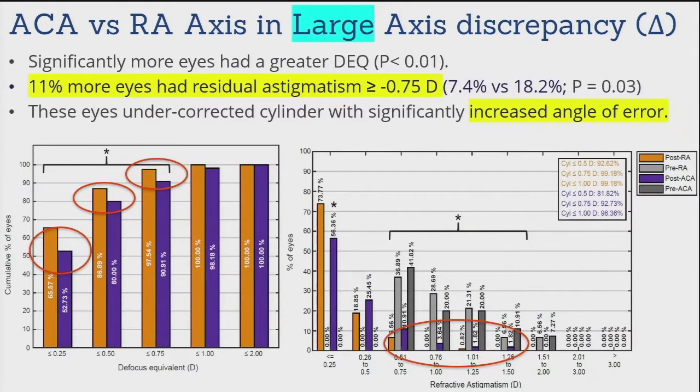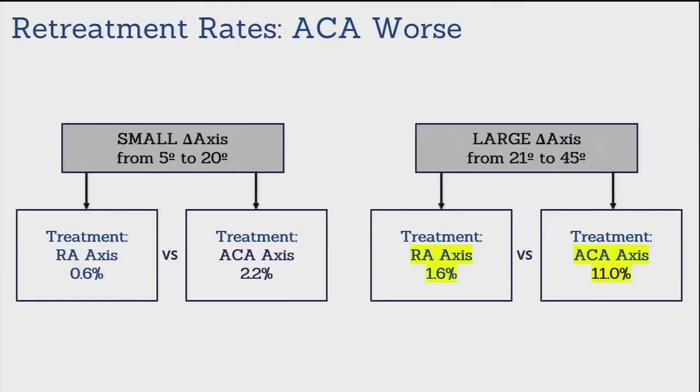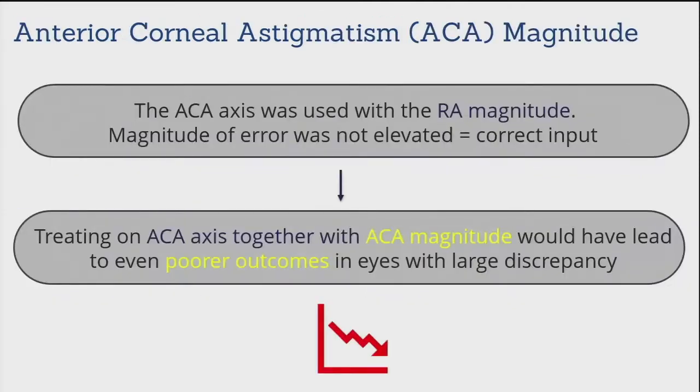We also found that the defocus equivalent was significantly higher. 11% more eyes had residual astigmatism greater than 0.75, with a significant increase in the angle of error. Look how telling the retreatment rates were, 1.6 versus 11% in the ACA group. Note that the ACA axis was used with the RA magnitude. Magnitude of error was not elevated here, and so this was the correct input.